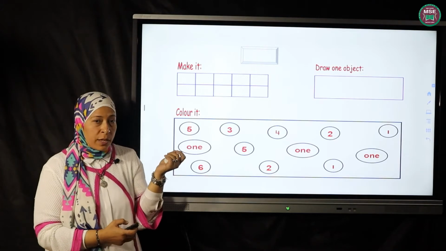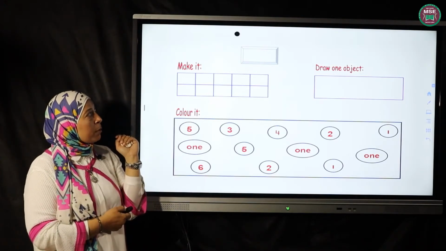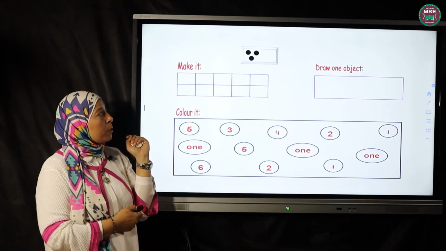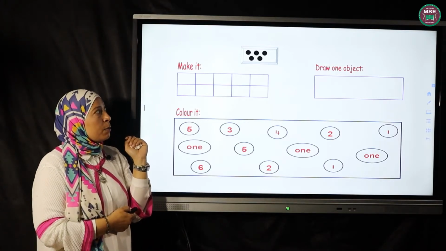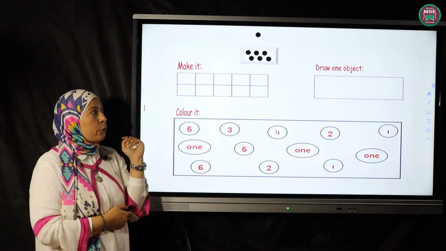How can I show it on the 10 frame? I want you to see this box up here. Can you see my bouncing dots? Yes, they are coming inside the box, okay? We are going to use these bouncing dots or balls to show any number we want on the 10 frame.